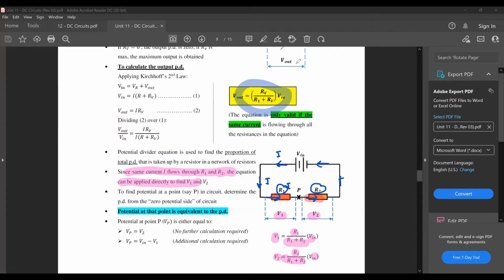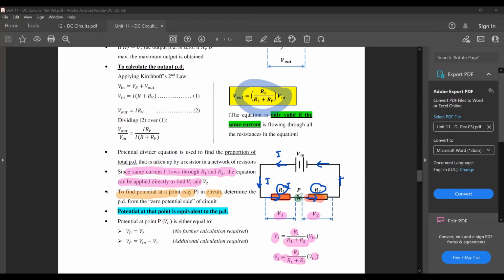So sometimes your questions may ask you to find potential at a particular point. Let's just say in your circuit right now, they're asking you to find potential at point P in the circuit. The point P is actually here. I think I should use a green color here. The point P is here.